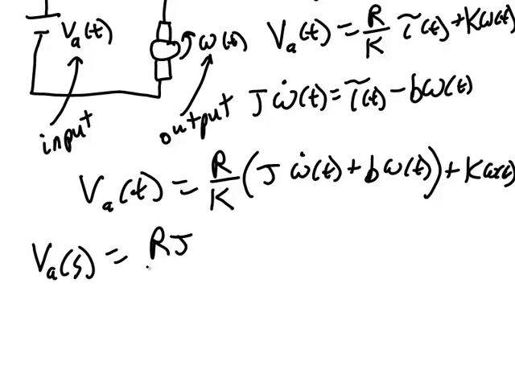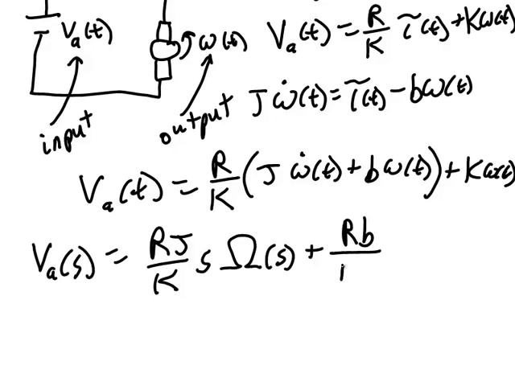I have an s in this term because we have the derivative of omega. I'm also going to change this lowercase omega into an uppercase omega and write it as a function of s. In general, when we take the Laplace transform of a time function, we change the variable to a capital letter. No s in this term because omega is just the 0th derivative.